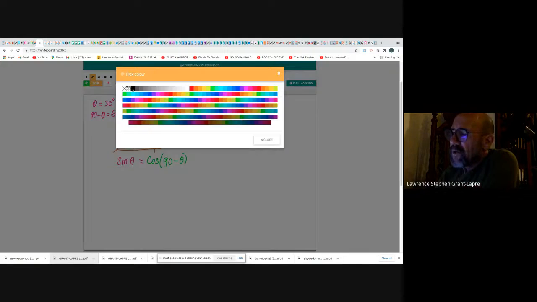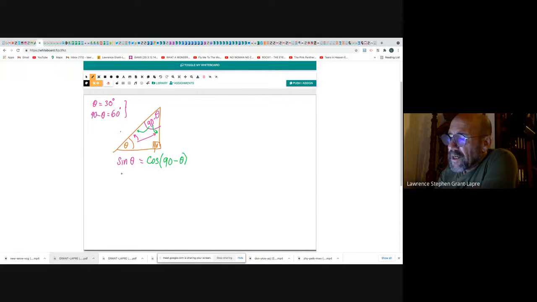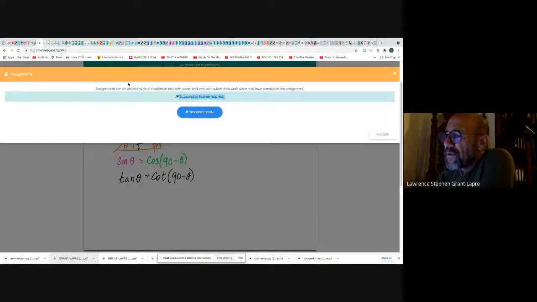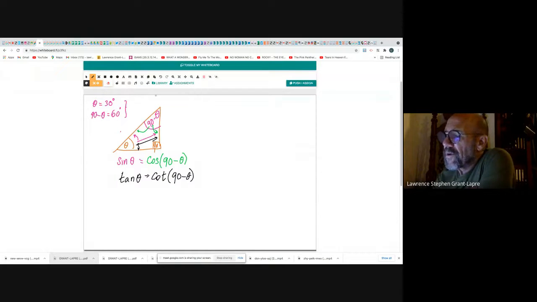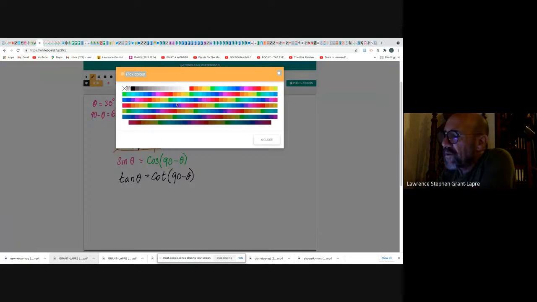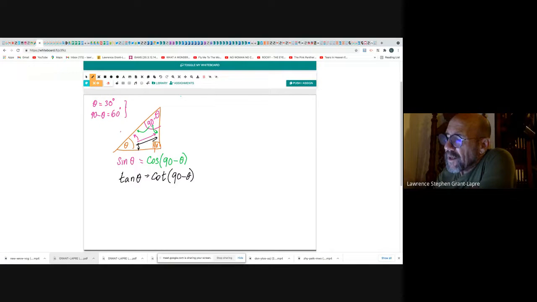And that works with things like tan of theta, which is opposite over adjacent, and cot of the other angle, which is adjacent over opposite. I'll put this in blue. So it's the same sides.